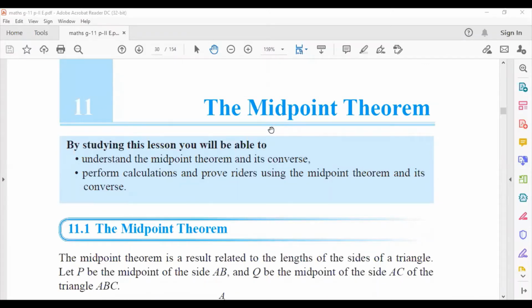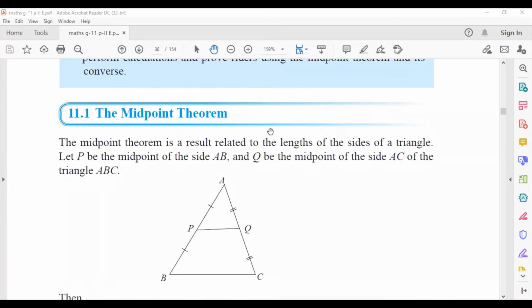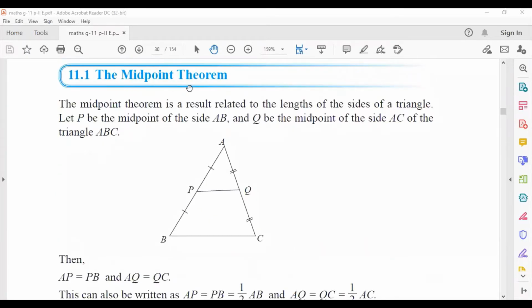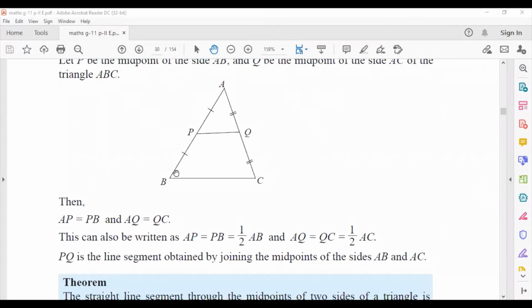Right. This is the midpoint theorem. You can see this is a triangle ABC. The midpoint of side AB is P, and the midpoint of side AC is Q. Let's join these two midpoints, PQ. Then the line joining these two midpoints of the triangle.